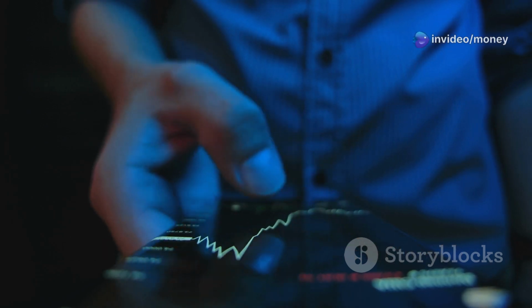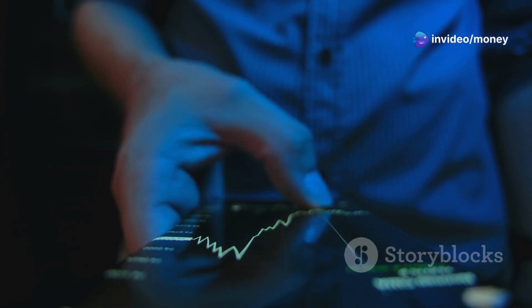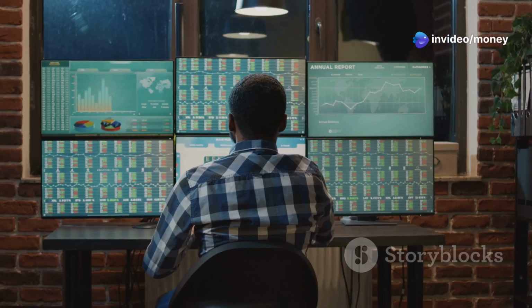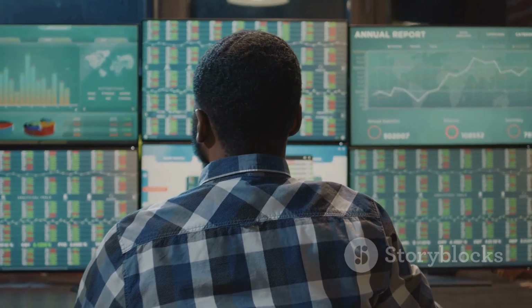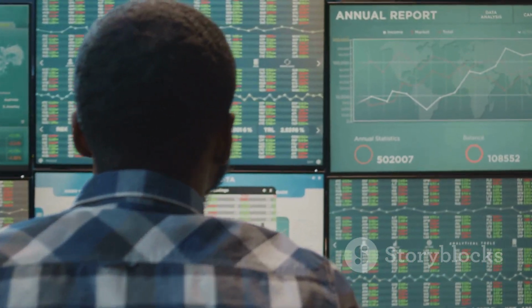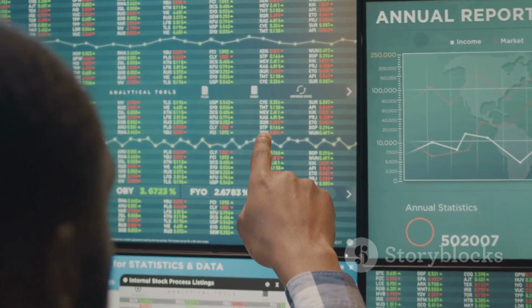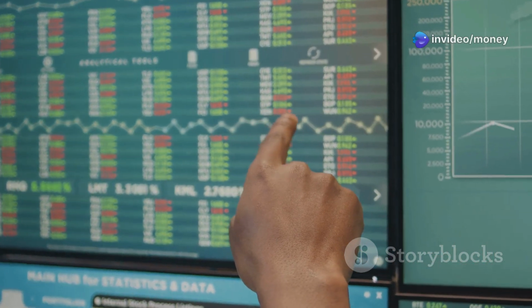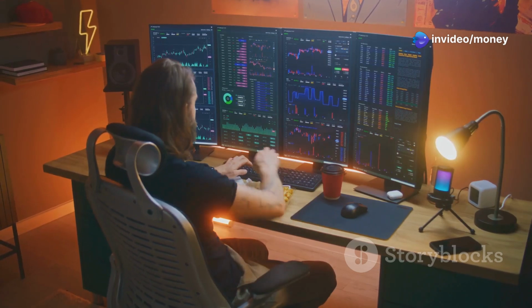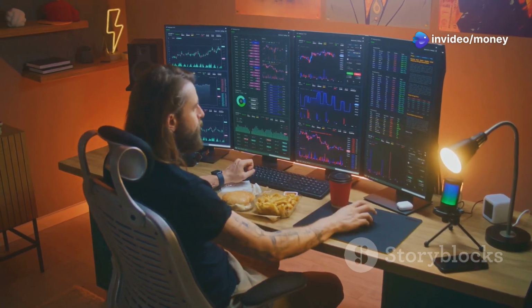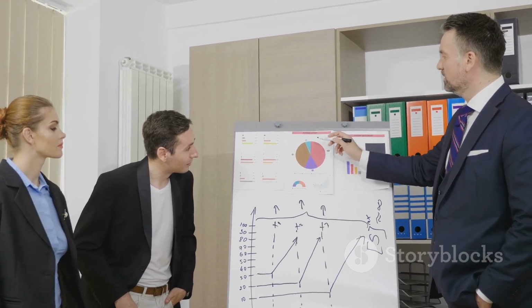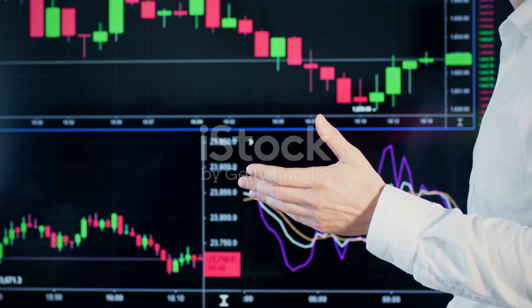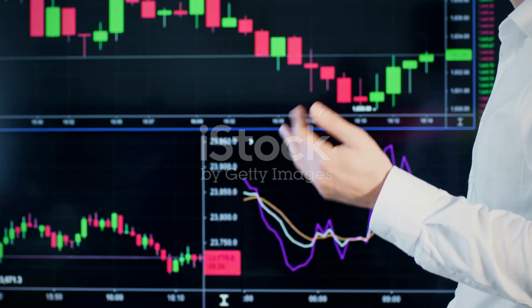Section 7. Comparing ADX and RSI. Different tools, different purposes. While both the average directional index, or ADX, and the relative strength index, or RSI, are popular technical indicators, they serve different purposes and provide distinct insights into market behavior. Understanding their differences is crucial for traders to use them effectively. The ADX, as we've discussed, focuses solely on trend strength. It tells you how strong a trend is regardless of its direction.